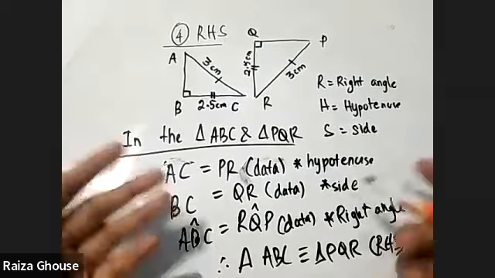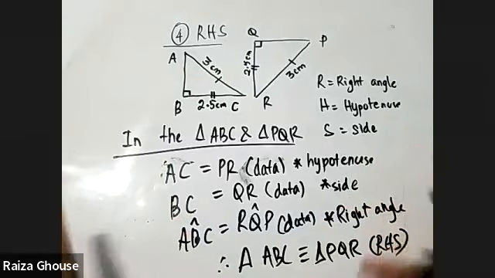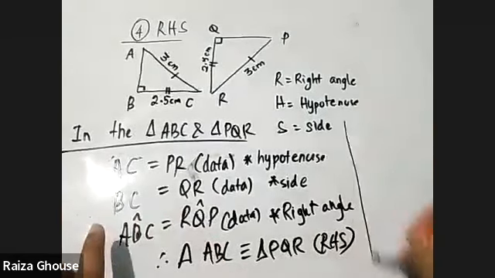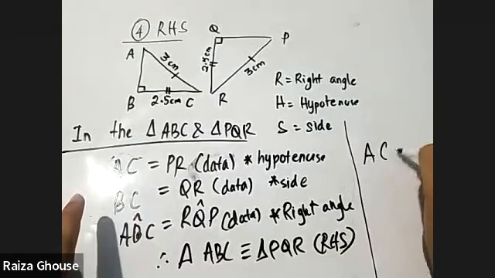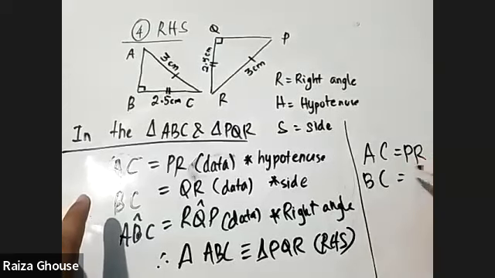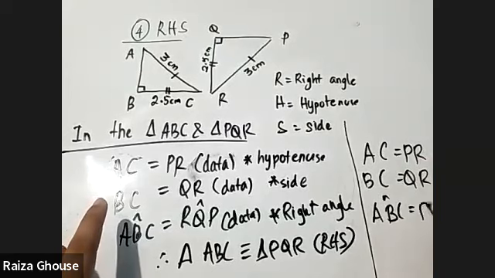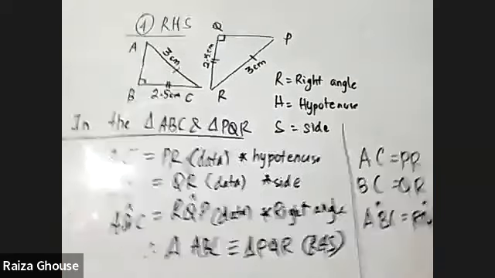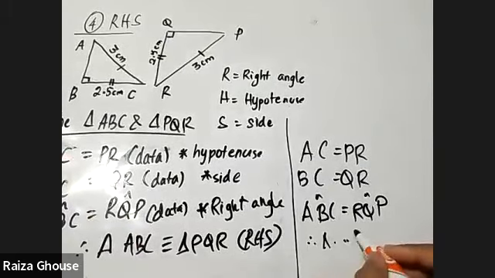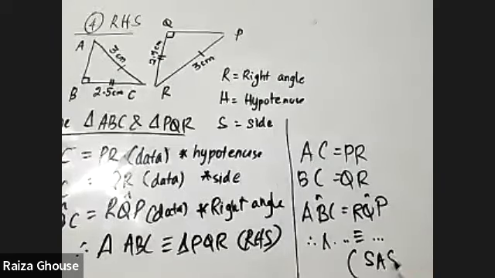Now you might feel, okay, this is the same as all the other three cases. But students make a mistake in this question. How are they making the mistake? Now look at the board. They write AC is equal to PR, they write BC is equal to QR, and they write angle ABC is equal to angle RQP. They write this properly. And what will they say? Therefore, triangle ABC is congruent to triangle PQR under the case of SAS.